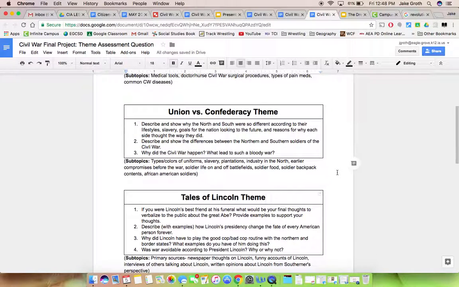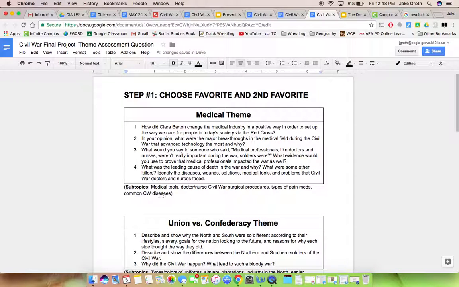Very original. Okay, so breaking these down real quick, I have these subtopics right down here that you can see on my screen, and those are kind of more specific topics that you can do. Last year I had some issues with the kids not knowing exactly where to go with it, so I gave you a bunch of examples down here.